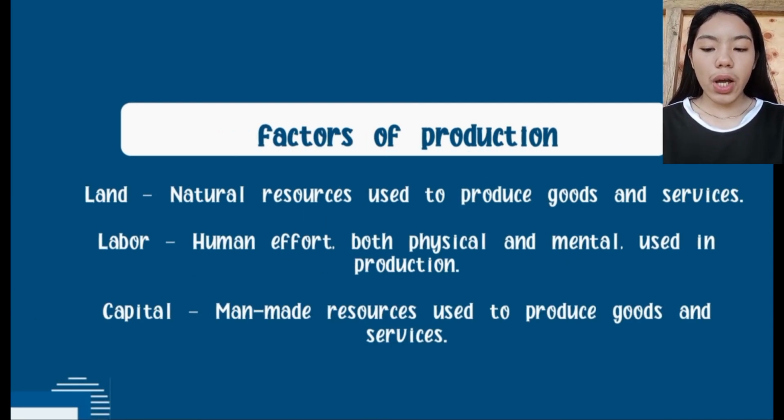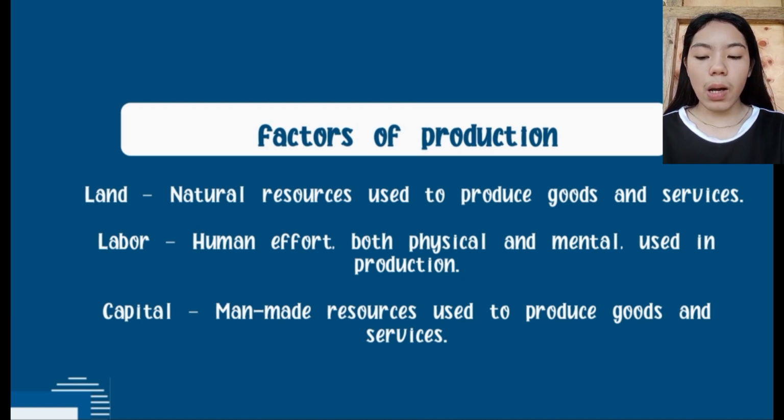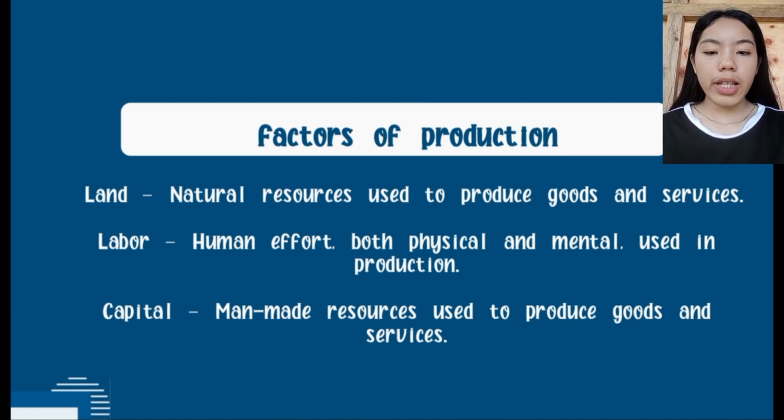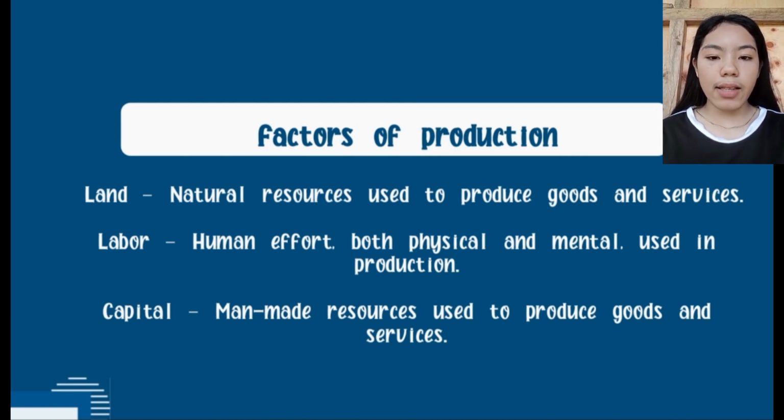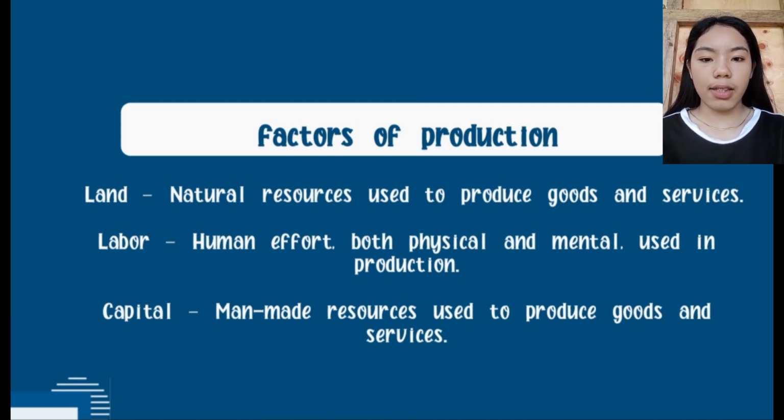Factors of production. So first is land. Natural resources used to produce goods and services, like water, soil, and minerals. So second is labor, human effort, both physical and mental. So physical like construction and mental like designing. So lastly is capital. Man-made tools and resources used to produce goods and services, like machines, buildings, or tools. So those factors make production possible and help us determine how efficiently goods and services are created.